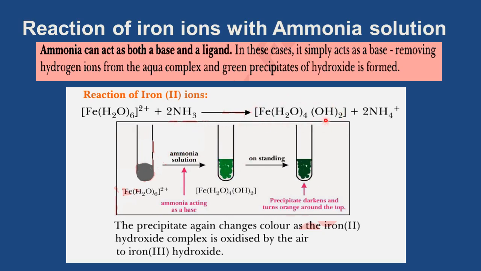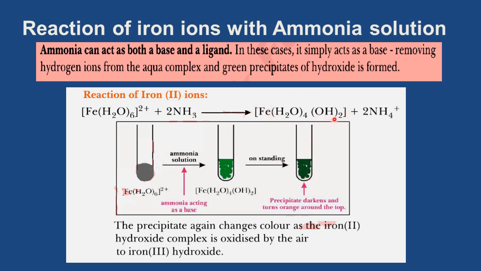Now students, these two ammonia molecules after abstracting 2 protons from 2 water molecules get converted into ammonium ions. And the 2 water molecules are converted into hydroxyl ions. Now this is the same chemical reaction as we have studied for hydroxyl ions with iron 2 ions. And you can see the color of the precipitates are also the same because the same complex is obtained, as ammonia is acting as a base and simply it is removing the protons from the ligands.